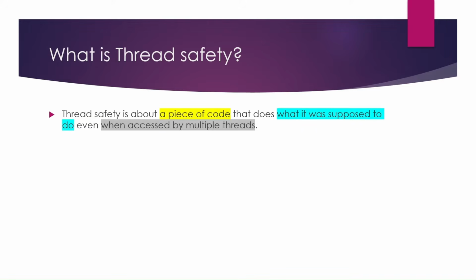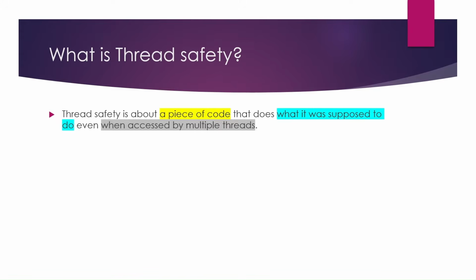Any concurrent program that we write or any multi-threaded system that we design has to be thread safe. But what exactly is thread safety? Here on the screen, you can see a definition of thread safety. It says that thread safety is about a piece of code that does what it was supposed to do even when accessed by multiple threads. But what does it mean? What do we mean by a piece of code, and what is the meaning of it does what it was supposed to do when accessed by multiple threads?